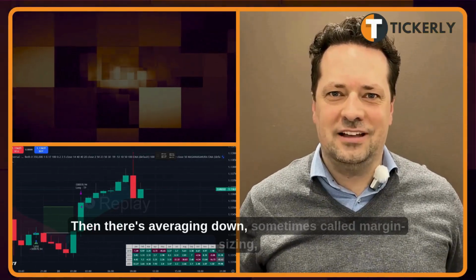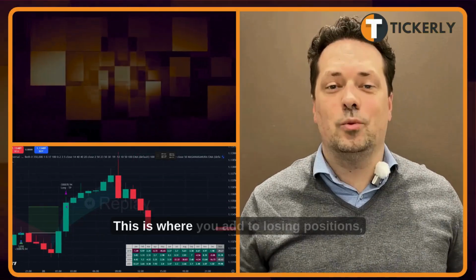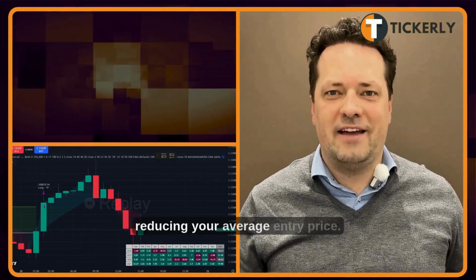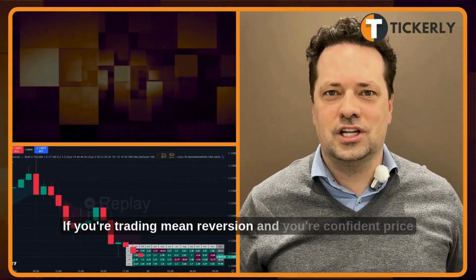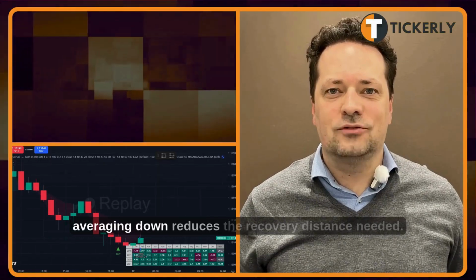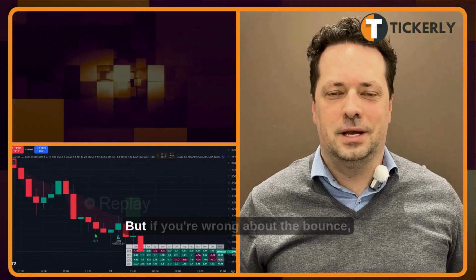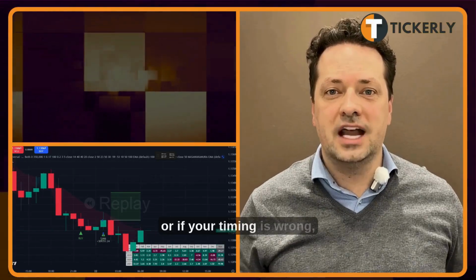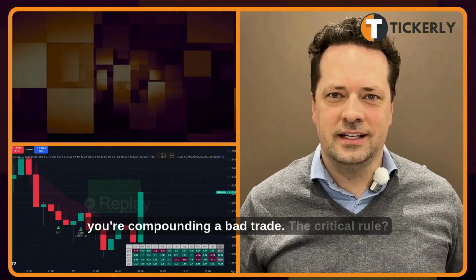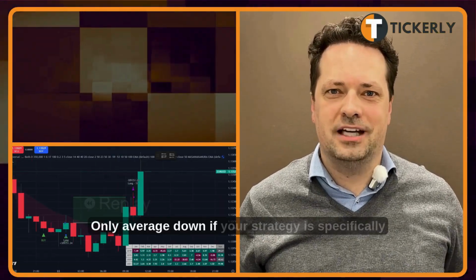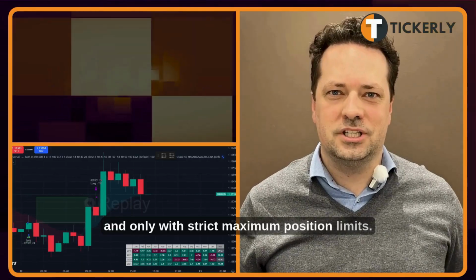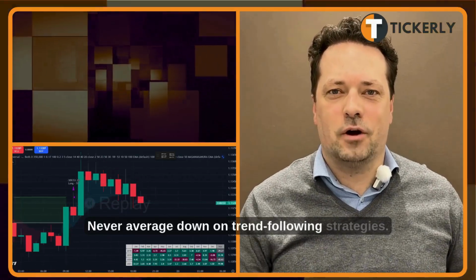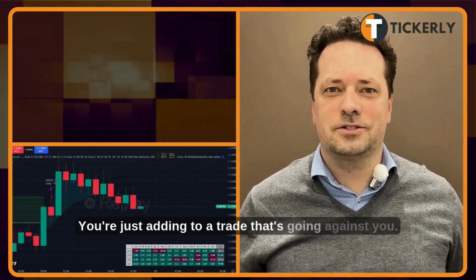Then there's averaging down, sometimes called martingale. This is where you add to losing positions, reducing your average entry price. This approach is dangerous and requires strict controls. The math can work. If you're trading mean reversion and you're confident price will bounce, averaging down reduces the recovery distance needed. But if you're wrong about the bounce, or if your timing is wrong, you're compounding a bad trade. The critical rule: only average down if your strategy is specifically designed for it, and only with strict maximum position limits. Never average down on trend following strategies. You're just adding to a trade that's going against you.